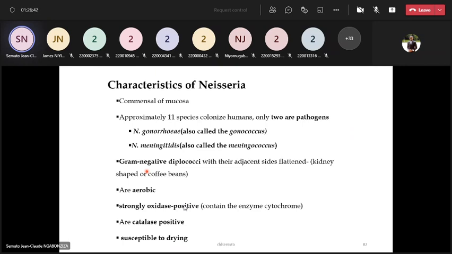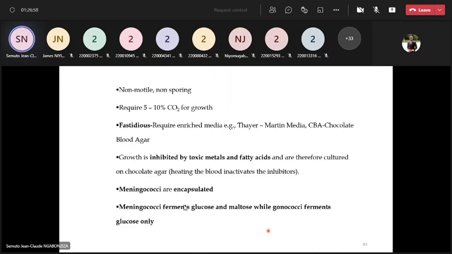So diplococci adjacent, kidney-shaped or like coffee beans, they are aerobic. They are strongly oxidase positive. They have the catalase enzyme. They are very susceptible to drying, meaning the sample should be quickly inoculated on media, otherwise you lose them. They are non-motile, non-spore forming, and require 5 to 10% CO2 for growth. They are fastidious. They require enriched media like Thayer-Martin media, like chocolate blood agar. Their growth is inhibited by toxic metals and fatty acids. Thus, they are really fastidious.